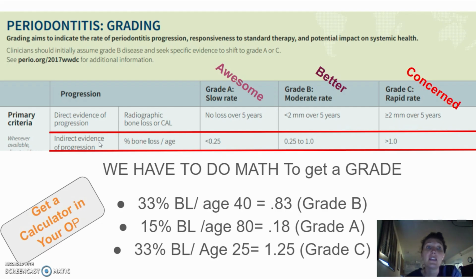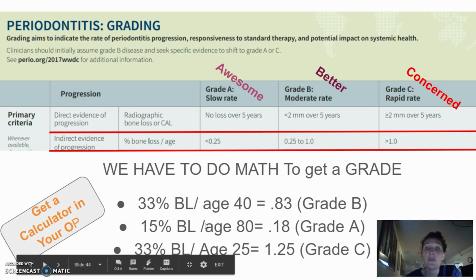So the best way to indicate is by doing a little bit of math. What you're going to do is divide the bone loss by their age. So some examples of this: if they have 33% bone loss, say this is even on one tooth, you're just going to take the greatest tooth, divide that by their age, 40. That comes out to 0.83, which puts them in a grade B.